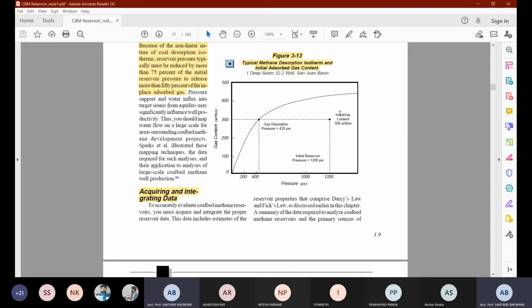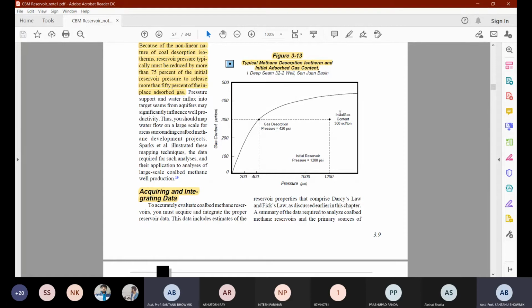So suppose at this 1200 psi, it is showing only 300 SCF per ton, whereas as per the desorption isotherm graph, it should be showing approximately 400 or somewhat greater than this, but it is showing somewhat lesser than this. What does it mean? That means its maximum capacity was 400, but it is showing only 300. That means 100 SCF per ton is the gap.